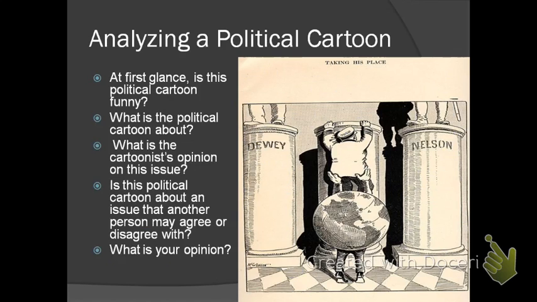Is it funny? I don't know. Maybe in 1905 it was. Some people probably thought it was a joke that a little island off of the coast of China would ever be a world power, but today we know that they are. And I can't tell you if the cartoonist had an issue with this or not. And of course, as with all cartoons, nothing's written in stone, so you're always entitled to your own opinion.